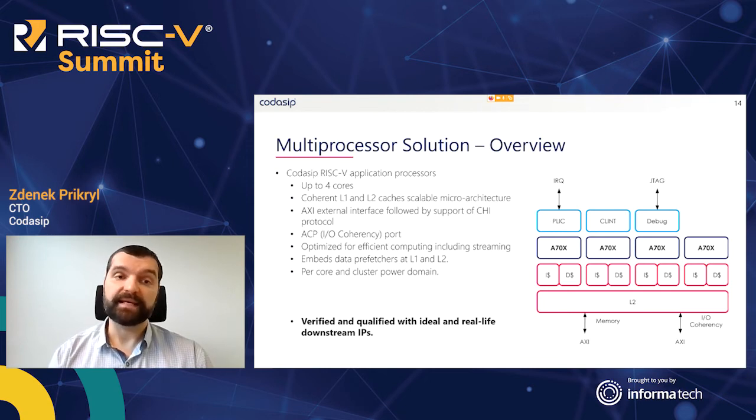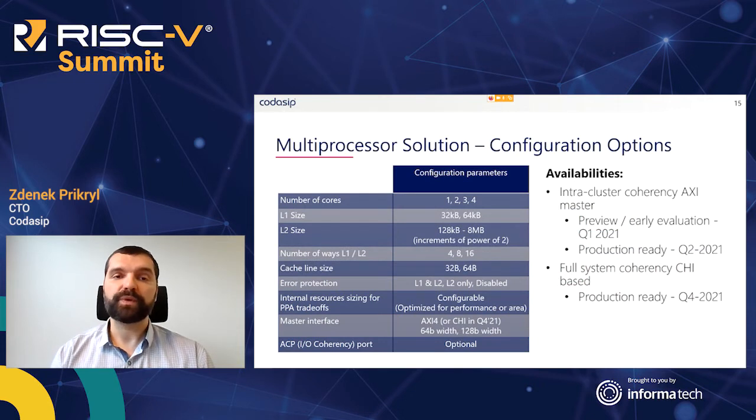Because the A70X, the application class, is highly optimized for efficient compute, this memory subsystem follows this pattern as well, so it's highly optimized for efficient compute. To verify and qualify this cluster, we are using real-life downstream IPs, so we are not just creating an artificial verification environment. We are using real-life IPs for verification and qualification to be sure that our cluster works as expected. There are quite a few features like prefetchers or power domains, as you can guess, to make efficient compute really at a good level.